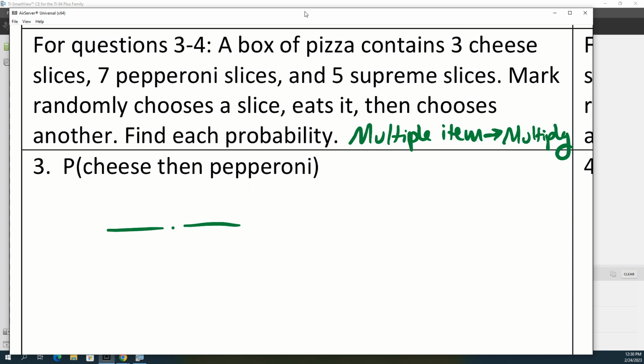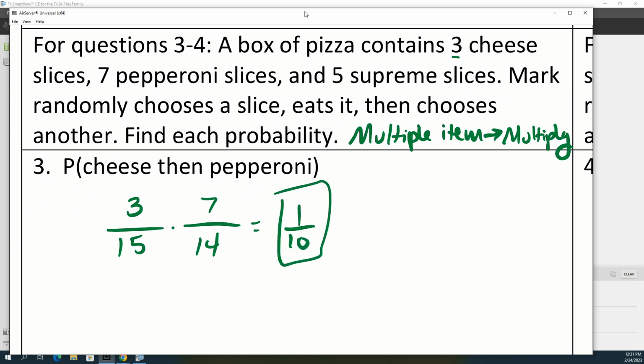All right. So to get a cheese, there's 3 cheese out of a total of 15 slices. He eats it. Now he wants a pepperoni. How many pepperonis? 7 out of how many slices? Good job. 14, because he ate one, there's one less slice. And then we would want the calculator to simplify it down. It should be 1/10. All good?